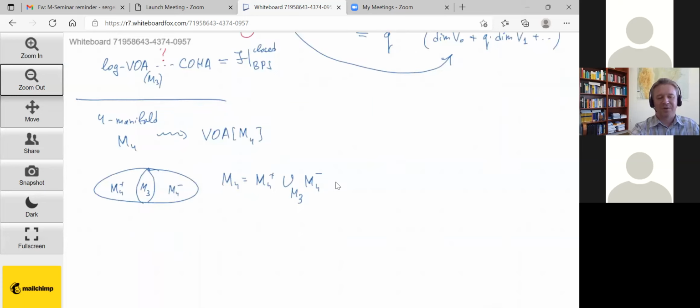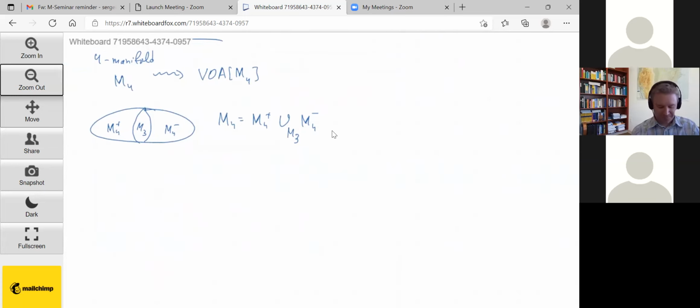One way, and fairly general, one of the very few ways it could be done very generally, is the following: if VOA of M4 plus and VOA of M4 minus share some common data, namely if the representation category contains as a subcategory what I'll call some modular tensor category associated to M3, then you can consider a natural extension of these 2 vertex algebras, but they have to share something in common. So they have to share some part of their representation theory.